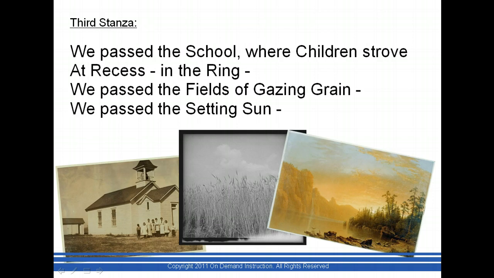We passed the school where children strove at recess in the ring. We passed the fields of gazing grain. We passed the setting sun. In this third stanza, we find the main character describing the places they passed by. The school, the fields, and the setting sun could symbolize the stages of life, from childhood, as denoted by the school, to old age, as denoted by the setting sun.